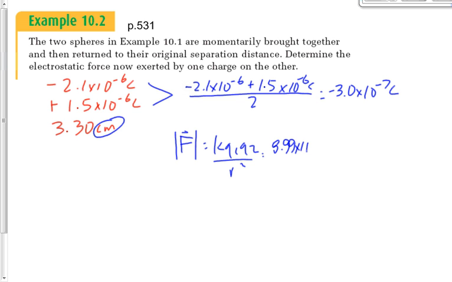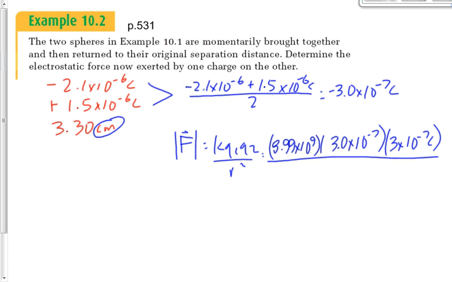(8.99 times 10 to the 9) times Q1, which is 3 times 10 to the minus 7. We're dropping the negative there, right? Not the negative exponent. Never do that. The negative in front of the base, because that's just telling us what kind of charge we have.